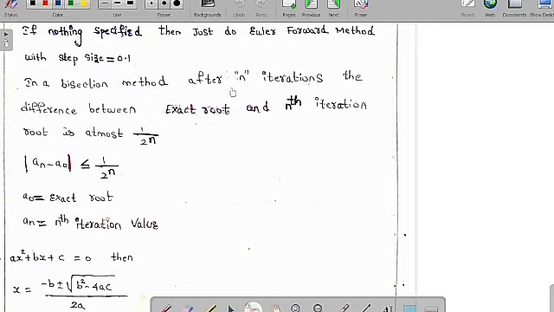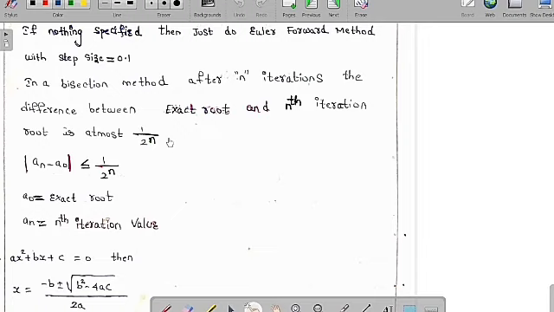In the bisection method, after n iterations, the difference between the exact root and the nth iteration root is at most 1 by 2 to the power of n. See, I have already told you, if you are going to do n iterations, what is the error between the exact root and the approximate root? The difference a_n minus a_0 is always less than or equal to 1 by 2 to the power of n.